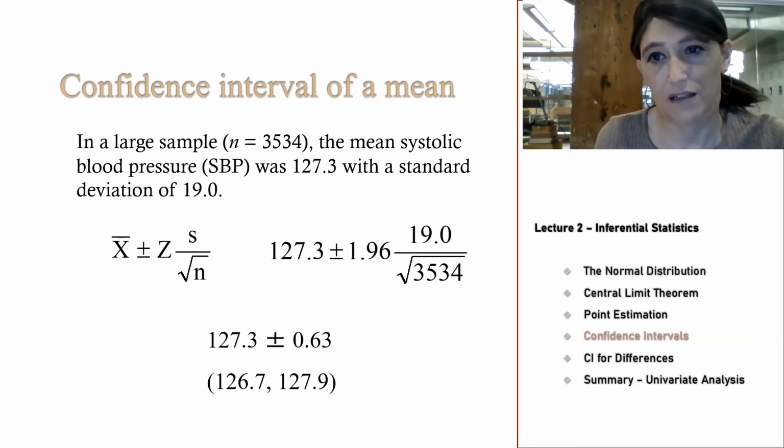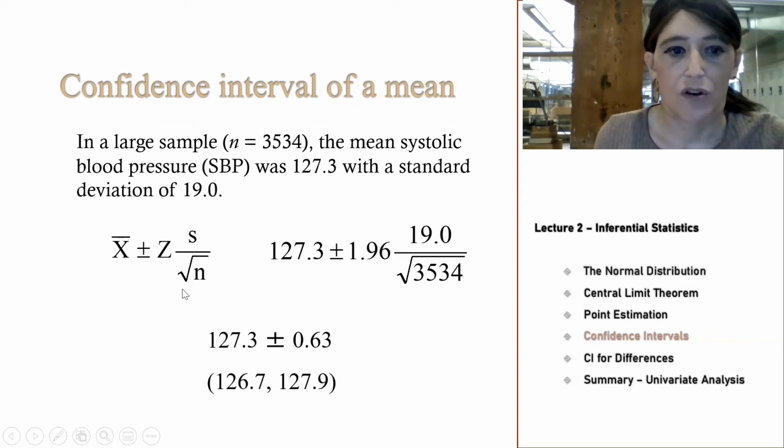But for now, let's go through the calculation, and then I'll show you where this 1.96 value comes from. So the mean of 127.3 plus or minus 0.63. That 0.63 is simply making this calculation here: 1.96 times, in parentheses, 19 divided by the square root of 3,534. So we get this 0.63. And this 95% confidence interval goes from a lower bound of 126.7 to an upper bound of 127.9.